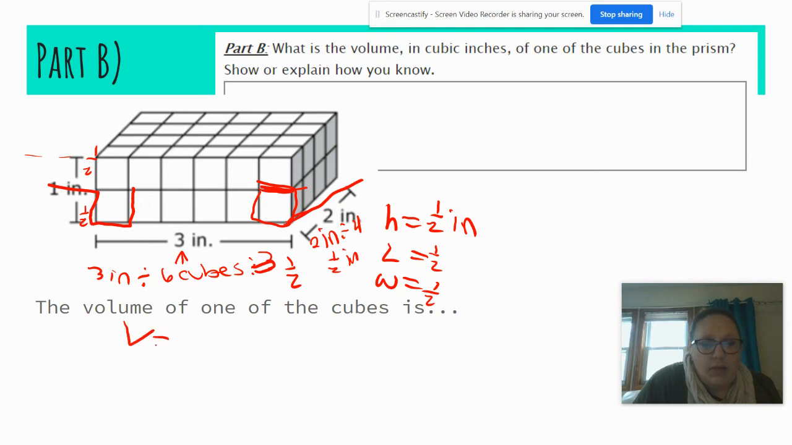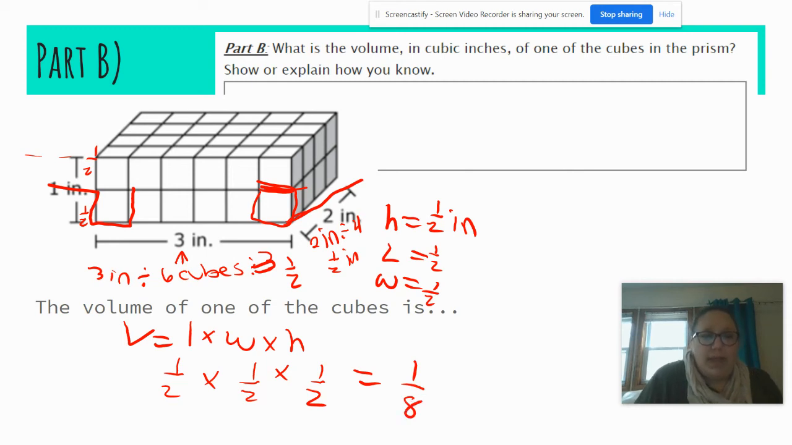So now we're going to do volume is length times width times height, which is 1/2 times 1/2 times 1/2, which would be 1/8 altogether. So the volume of 1 cube is 1/8 inches cubed. I'm not going to go through and write the whole thing, but this is because you would find the edge length of each cube, and the edge length of each cube is 1/2 inch, so the length is 1/2, the width is 1/2, and the height is 1/2. Multiply all 3 of those together, and you get 1/8 for the volume.